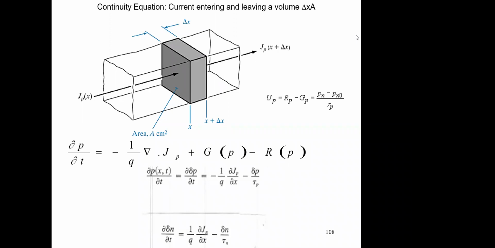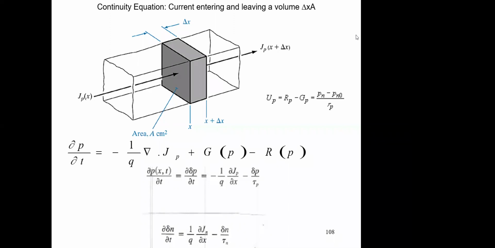But then let's look at a simple one-dimensional case: minus 1 over Q del JP del X as the first term for the time rate of change of the hole concentration at X as a function of time, okay? Now, in addition to currents flowing in and out, you can also have generation and recombination of holes.